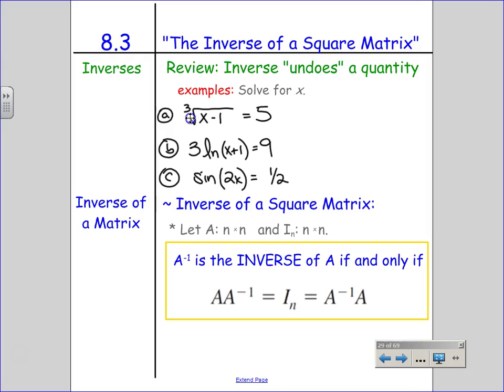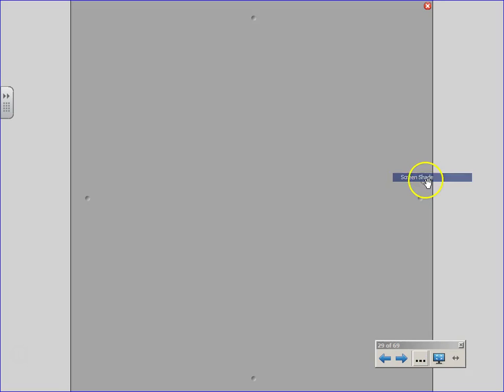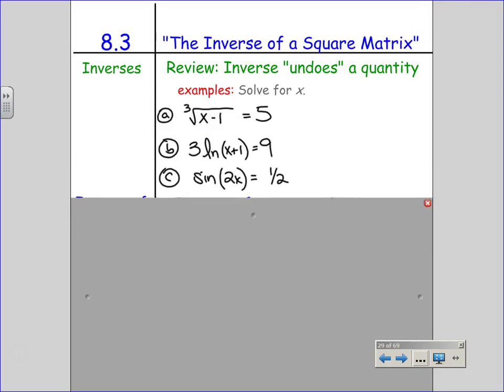Why am I writing all three of those underneath the root portion of inverses? What do all three of those equations need to be solved, guys? Inverse operations, yeah. All three of those would need inverse operations. So before we even get to inverses of matrices, just a quick reminder of inverses. They undo things, right?